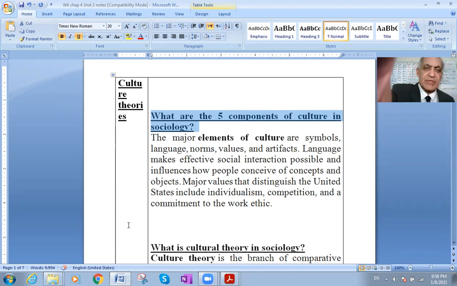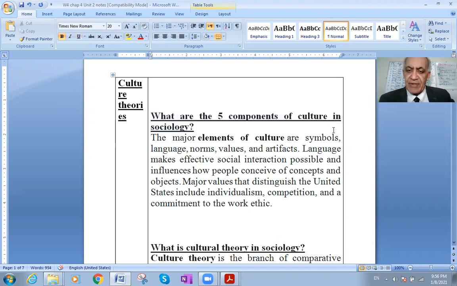What the culture consists of. So the components of culture, the main elements, are symbols, like we said before, language, norms, values, and artifacts. Language makes effective social interaction possible and influences it, because the effect of the language is very important to acquire a specific cultural identity. Language is one of the most important concepts for that.